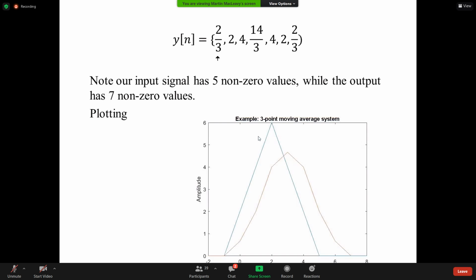So, in the blue, I have plotted our input signal x of n, and in the brown is the output signal y of n. What we see is that it has basically smoothed out our input signal a bit.